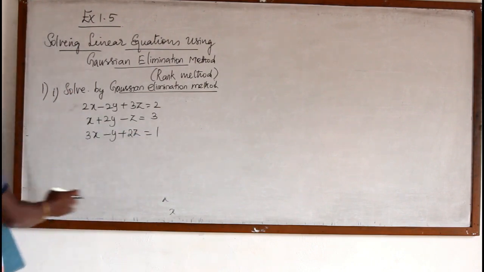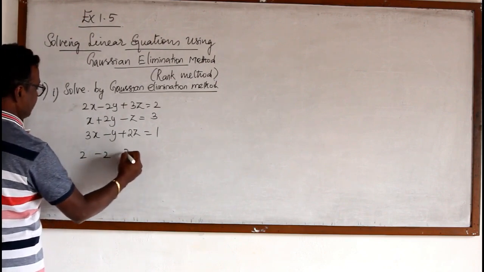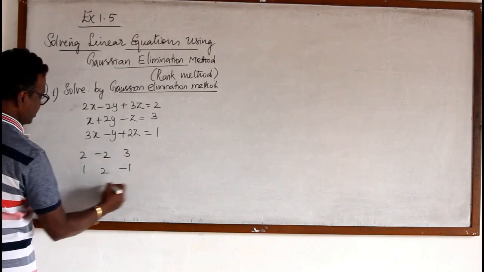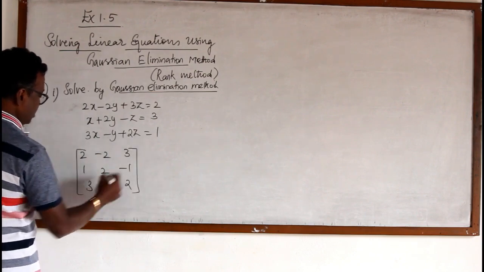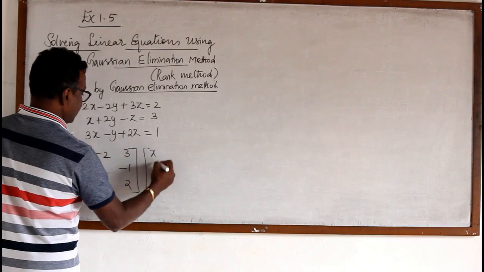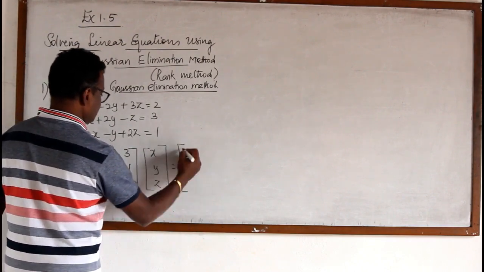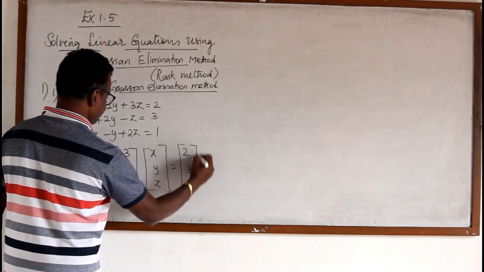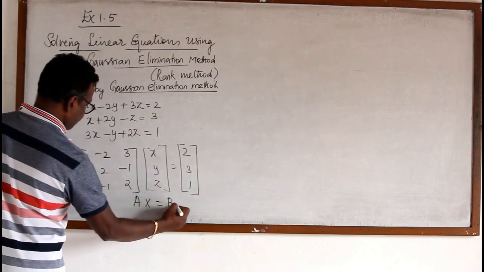So as usual, shall I write in matrix format? That is 2, minus 2, 3; 1, 2, minus 1; 3, minus 1, 2, into x, y, z. This is equal to 2, 3, 1. Now this is AX equal to B.